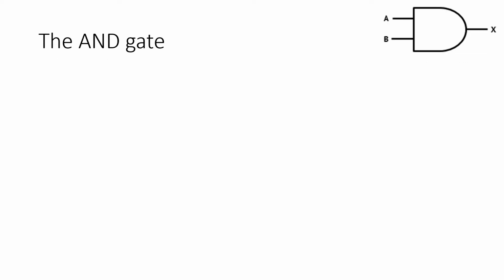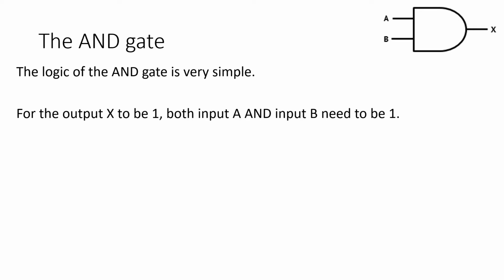Moving on. What is the logic of an AND gate? It's very simple. If you want the output X to be 1, both A and B need to be 1. So to sum up an AND gate, all inputs need to be 1 for the output to be 1. If any of those inputs is not a 1, X is always going to be a 0.